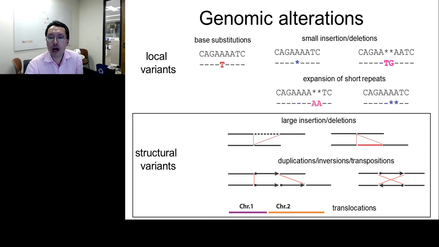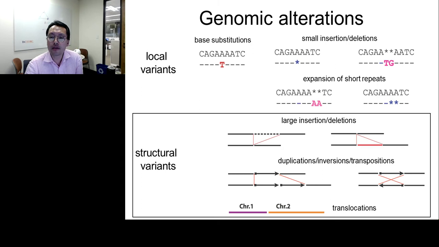Structural variants do not change individual nucleotides, rather they alter the organization of large chunks of DNA, including generating deletions or insertions of large chunks of DNA, kilobases or megabases long, generating duplications, inversions, or transpositions, and finally, but also very frequently in cancer, leading to translocations, sometimes between different chromosomes.